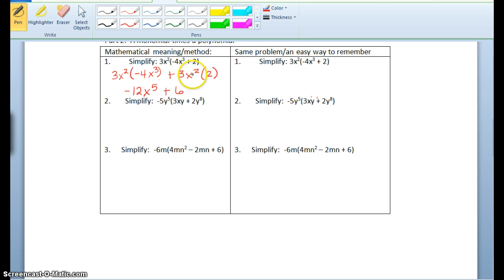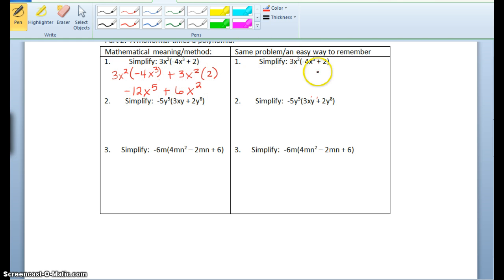And if you'll notice, the 3 has an x squared. The 2 does not have a variable of any sort. But since the 3 has an x squared, we have to bring the x squared down. That's your answer. Because ask yourself, is negative 12x to the fifth and 6x squared, are they like terms? The answer is no, because this is x to the fifth and this is x squared. So this is the final answer.